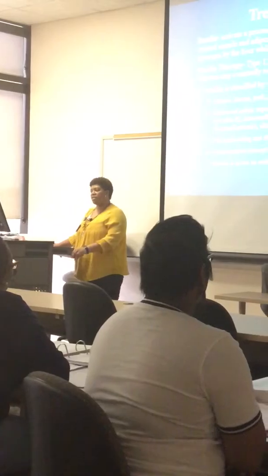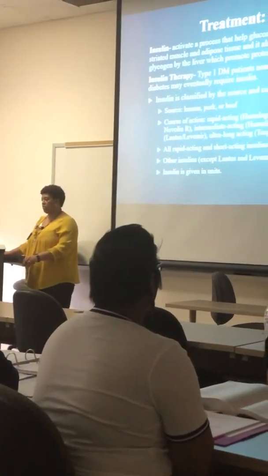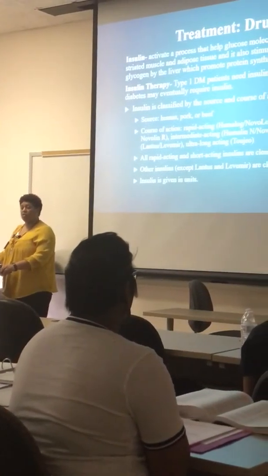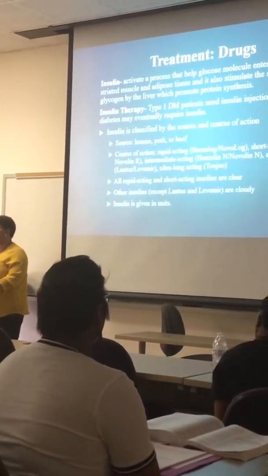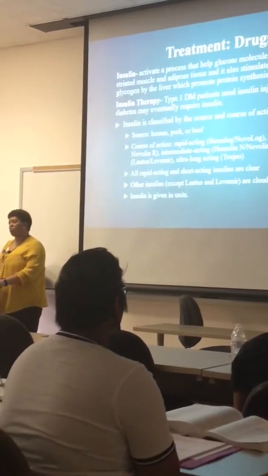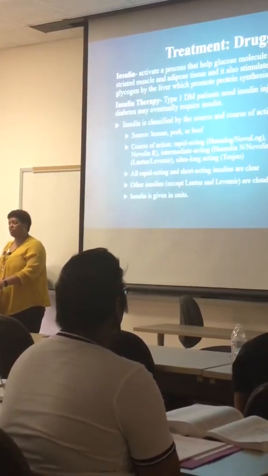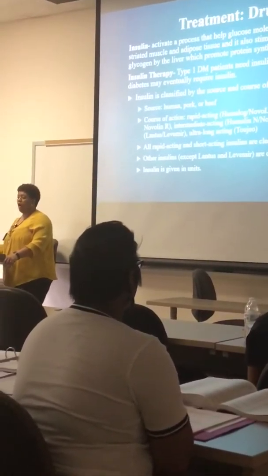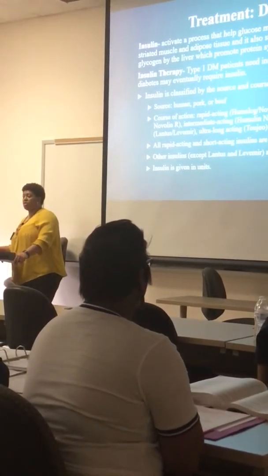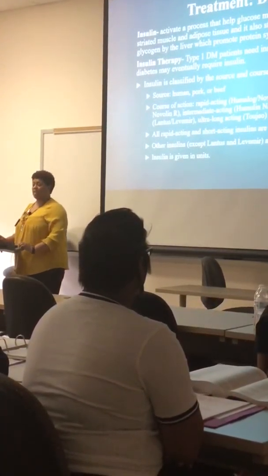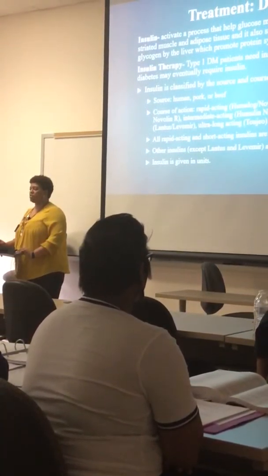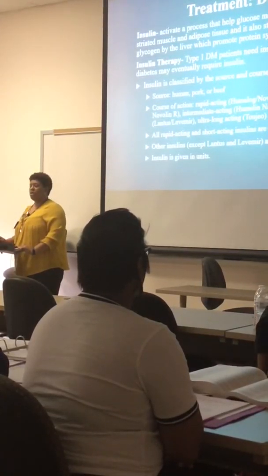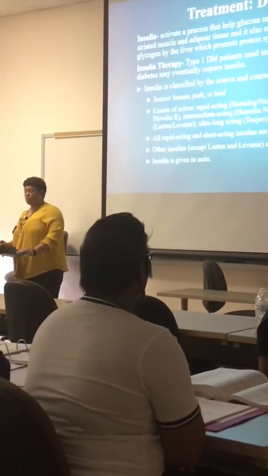Insulin is classified by its source and its course of action. The source, you have your human, your pork or your beef. You have a course of action where they are rapid acting, that's your Humalog, your Novolog. Your short acting, which is your Humulin R, your Novolin R. Your intermediate acting, which is your Humulin N, Novolin N. Long acting, which is your Lantus, Levemir. And then you've got your ultra long acting, which is Tresiba.